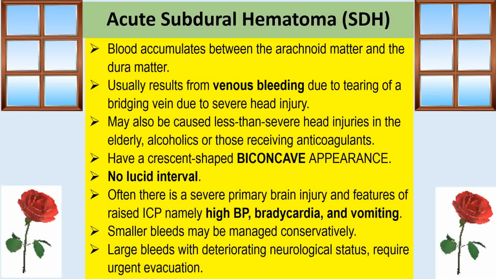On a head CT scan, the clot appears bright or of mixed density. Bleeds of thickness more than 1 cm or with midline shift more than 5 mm with deteriorating neurological status require urgent evacuation either by craniotomy or craniectomy. Smaller bleeds with a stable neurology may be managed conservatively, at least initially.